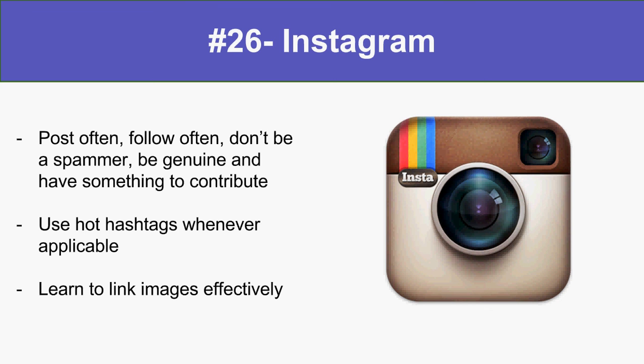So here's what I learned: post often, follow often. Don't be a spammer, because you're just going to get shamed. Be genuine and have something to contribute. So don't be the guy posting really fuzzy selfies. Keep it classy. Use hot hashtags whenever you can, and you can look those up to see what's trending, and you can tag your photos with the hot ones, and then learn to link images effectively so you'll be able to again link back to your funnel.